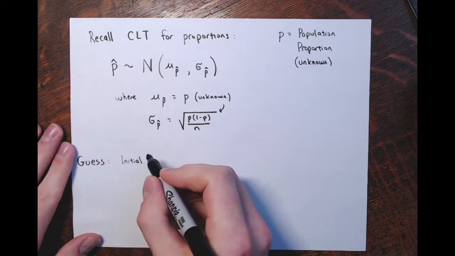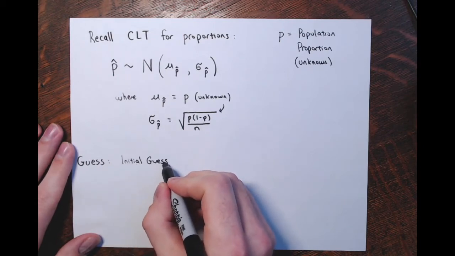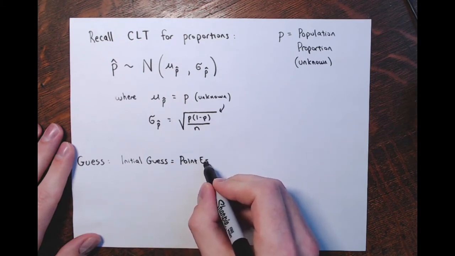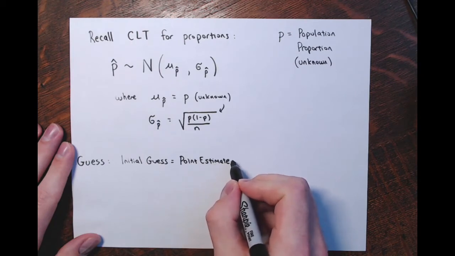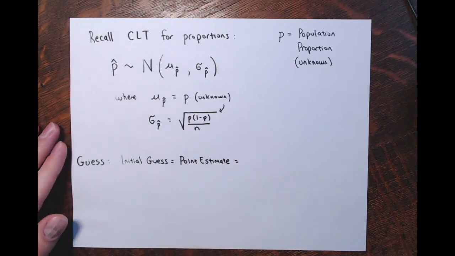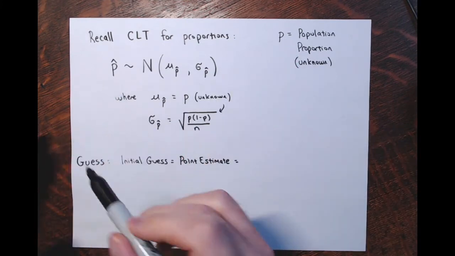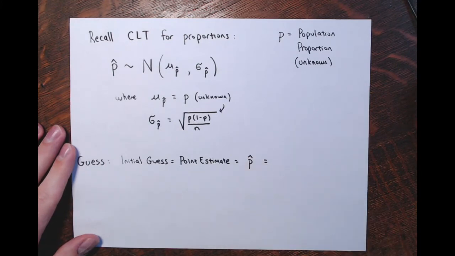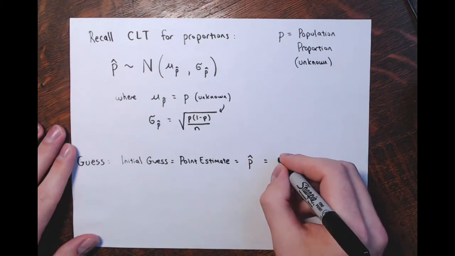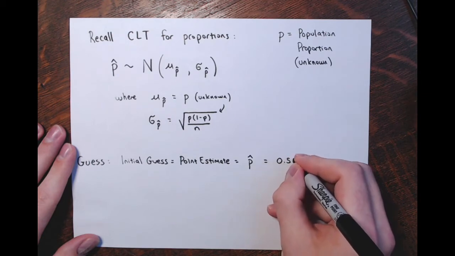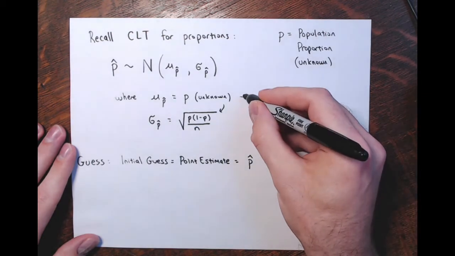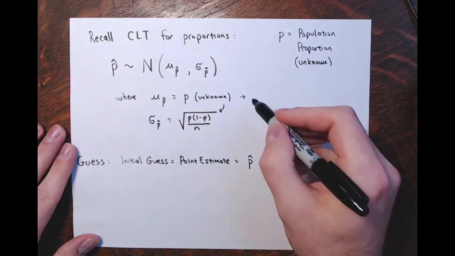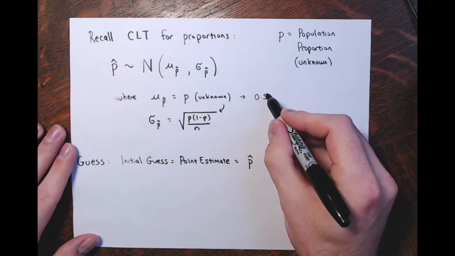Remember, the initial guess, called our point estimate, is a single value, a single point. The initial guess as to what p is, is our sample proportion p hat. Now they told us in this particular problem that that was 0.58. So we're going to say that this is the mean of the p hats here, this p. We're going to have our initial guess be 0.58.